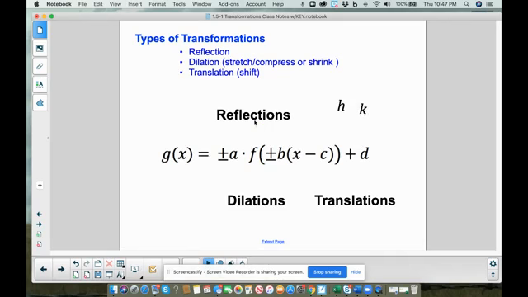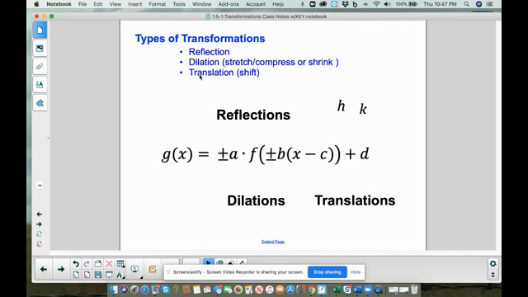We much prefer this setup, where we use plus or minus a times whatever your function is, plus or minus b times x minus c, closing two sets of brackets. This bracket here is closing off the main parent function, plus d. So let's have a look at these.